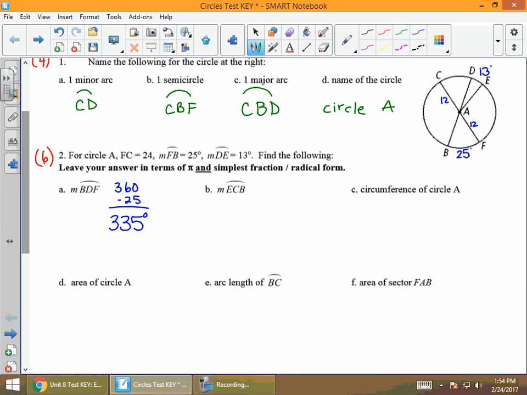All right, let's take a look at B. It wants me to find ECB, so from E through C to B.